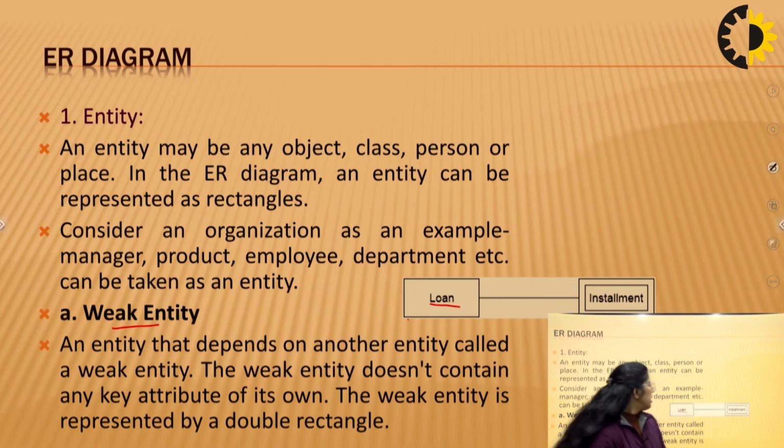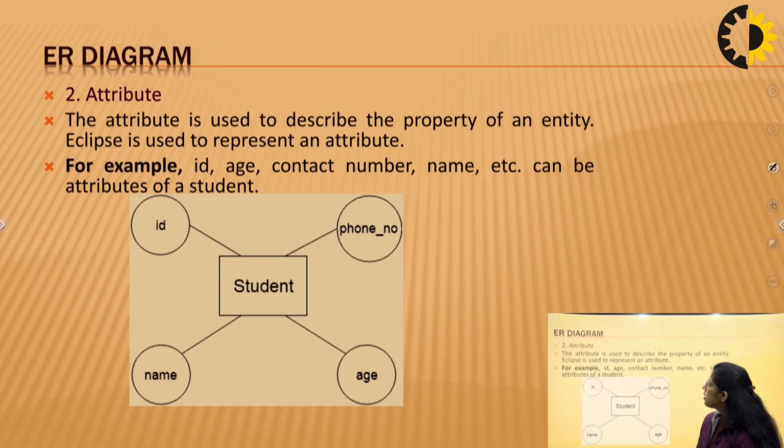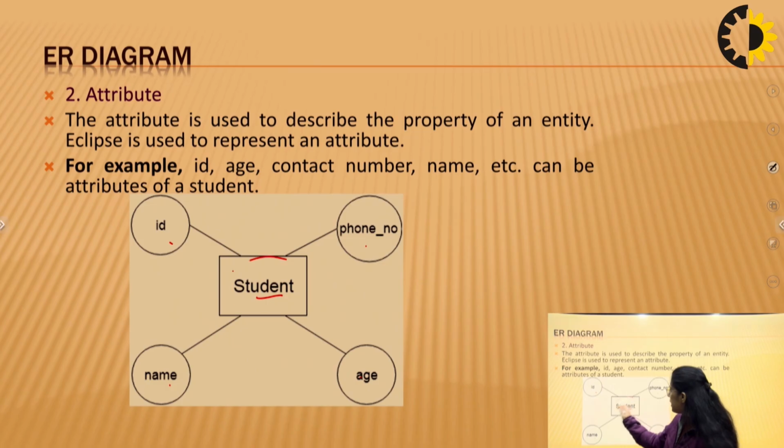So here you can see loan is an entity and installment is also an entity, but we can move to a particular row in the installment table only if we have the loan it is associated with. Second is attribute. The attribute is used to describe the property of an entity. It is represented using an ellipse. We already discussed this example. This is the entity and these are all attributes which are the properties of this particular student.